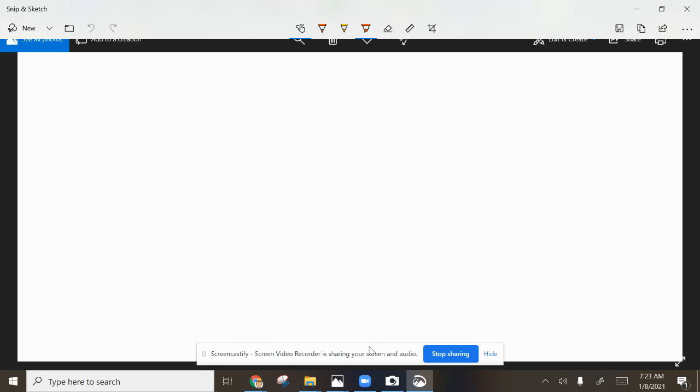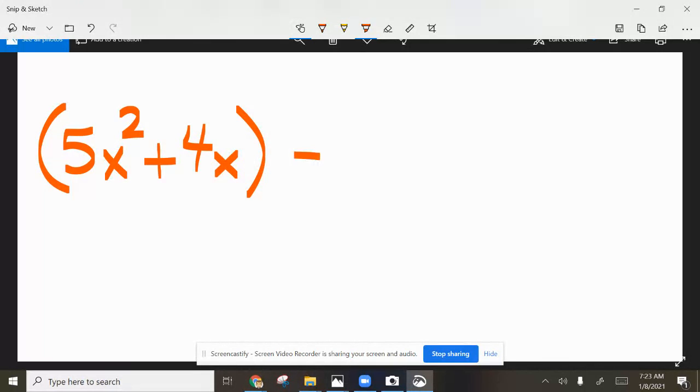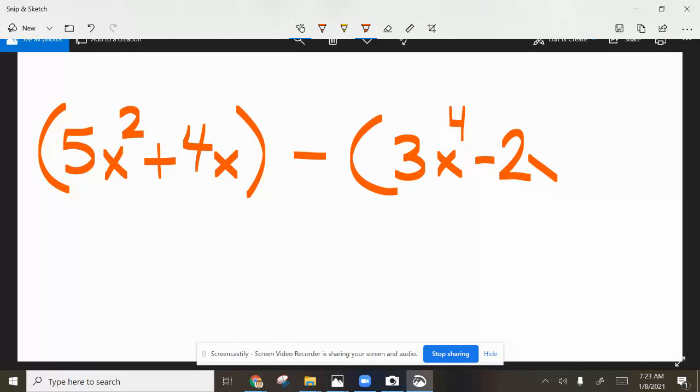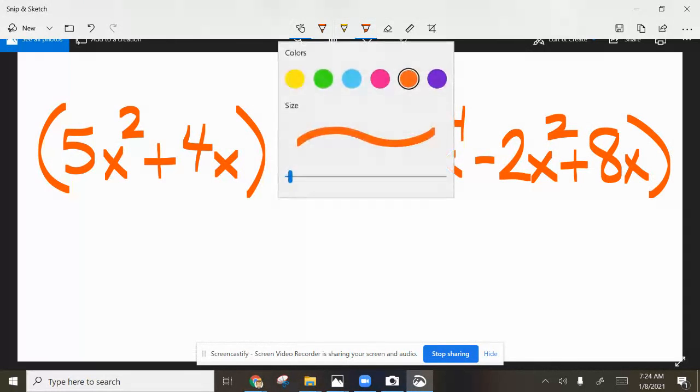Okay, so yesterday's lesson, you went over adding and subtracting polynomials. So let's just do one of those just to see how our skills are doing. And go ahead and try to solve this. I got the weird marker on. Let's switch it up.